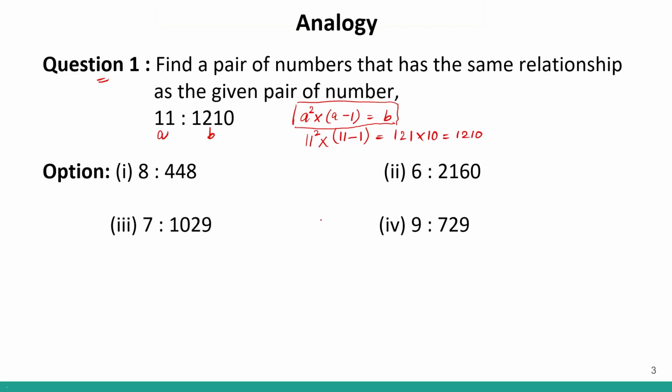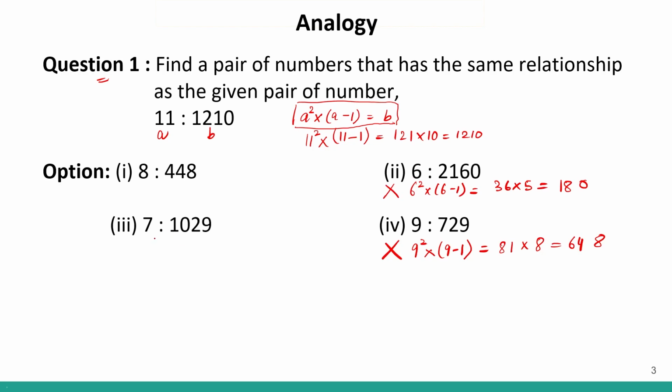So now let us check for every option. If I check for 9, 9 square into 9 minus 1. 9 square is 81 into 8. 8 into 1, 8, and 8 into 8, 64. It will be 648. So this does not follow the same logic. Let us check for 6. 6 square into 6 minus 1, that means 36 into 5. 5 into 6, 30, 3 will be carried. 5 into 3, 15, plus 3, 18, so 180. So this is also not true.